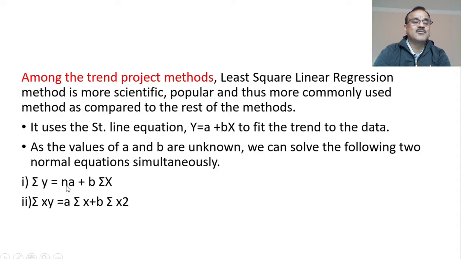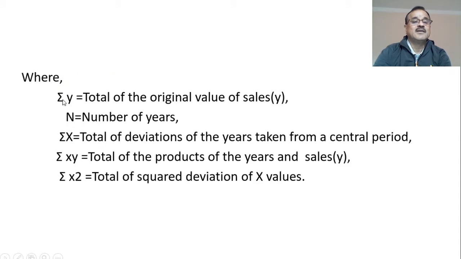The equations are: summation of y = na + b summation of x. Next, summation of xy = a summation of x + b summation of x square. Here, summation of y is the total of the original values of sales y, n is the number of years, summation of x is the total of deviations of the years taken from the central period, summation of xy is the total of the product of the years and sales y, and summation of x square is equal to the total of squared deviations of x values.